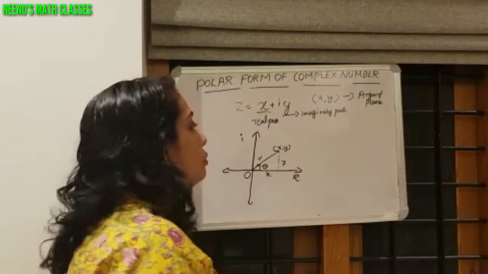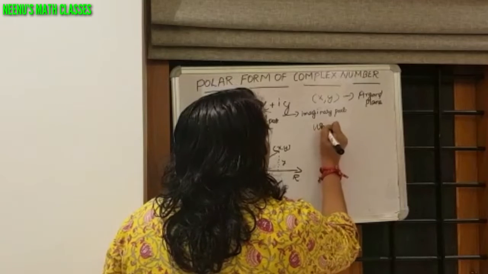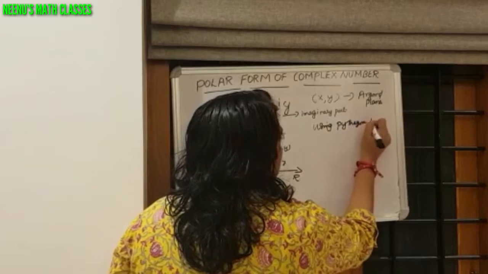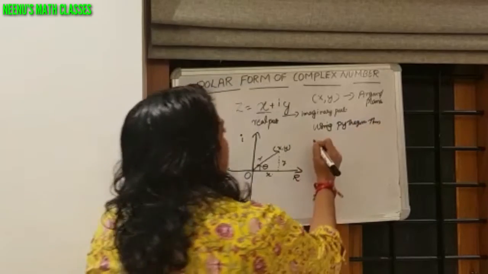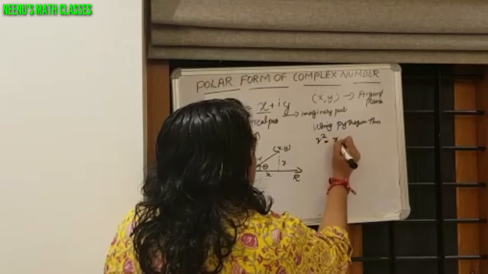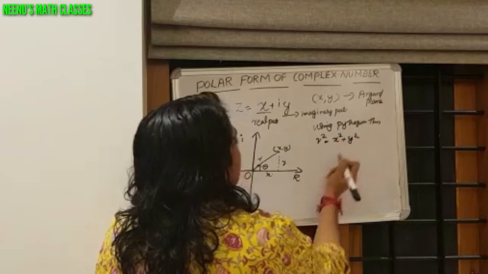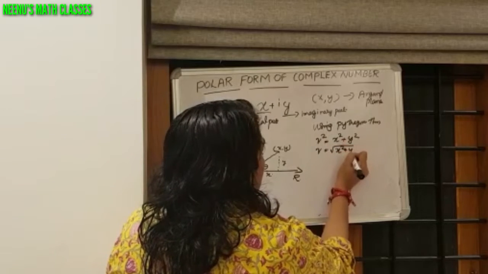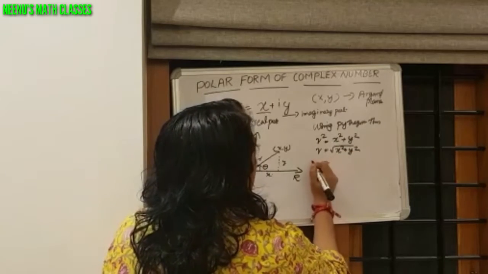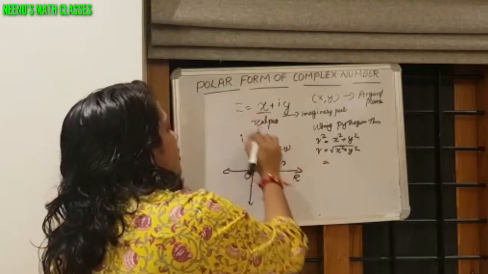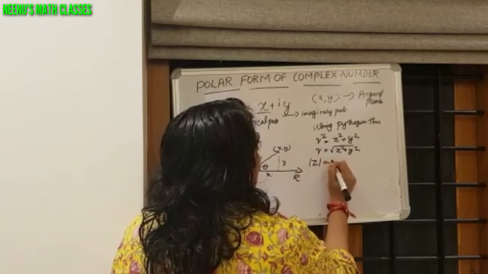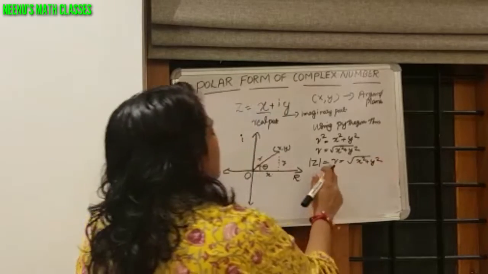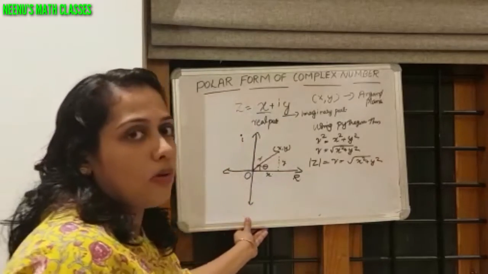Using the Pythagoras theorem, we get r square equal to x square plus y square. That is, r equals the square root of x square plus y square. That is equal to the modulus of z, which is equal to r, which equals the square root of x square plus y square. This r is known as the modulus of a complex number.